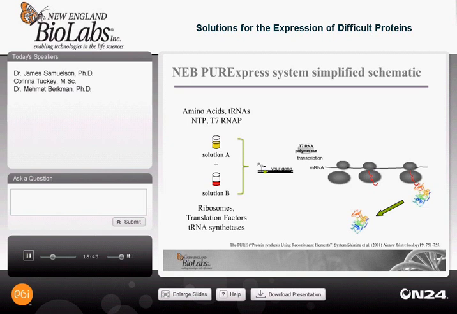All you need to do is add your template under the control of a promoter for the T7 RNA polymerase and the correct ribosome binding site in order to get synthesis of your protein of interest. On the right-hand side of the slide, you can see the polysome actively synthesizing protein. This reaction takes about 2 hours, and you should have your protein of interest.